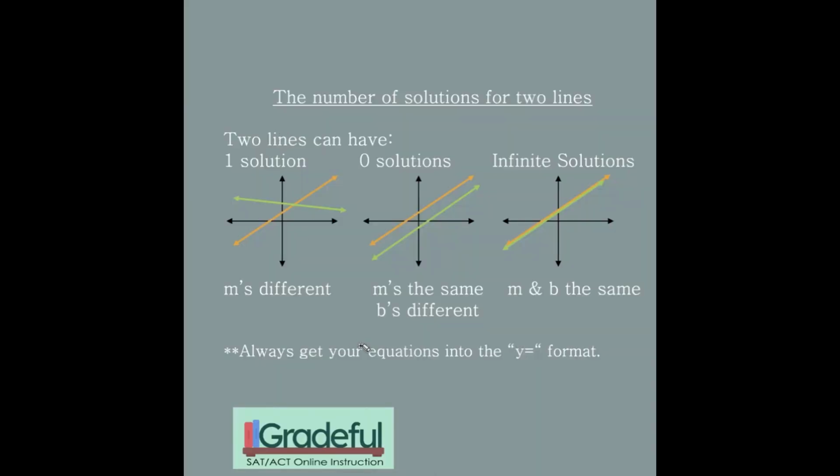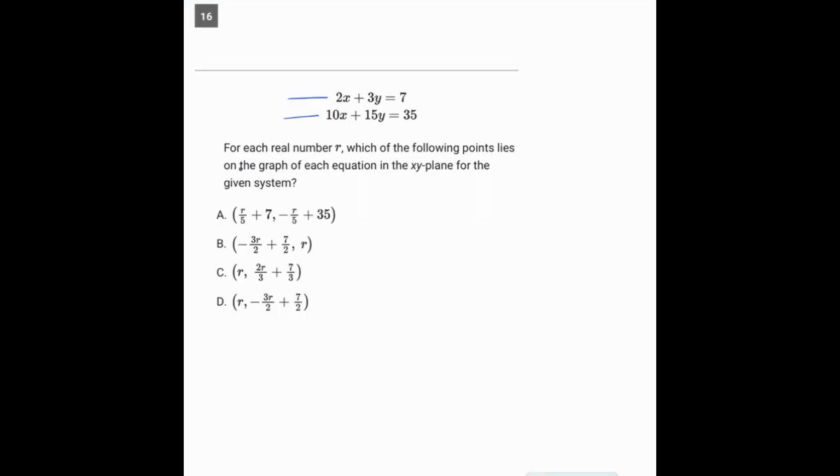And there are three ways the solution or intersection can pan out for two lines. They can hit once if the slopes are different. They can hit never if the slopes are the same and the y-intercepts are different. Or they can hit all the time if they have the same address. In other words, if they have the same slope and y-intercept. All of this implies that you have to get it into the y equals mx plus b format to be able to figure all that out.